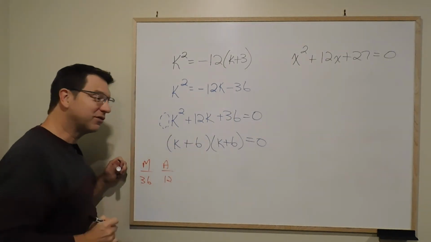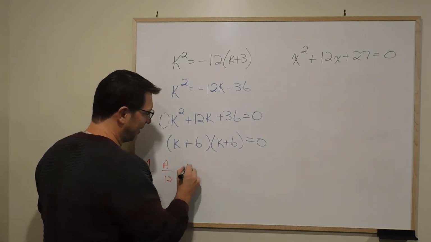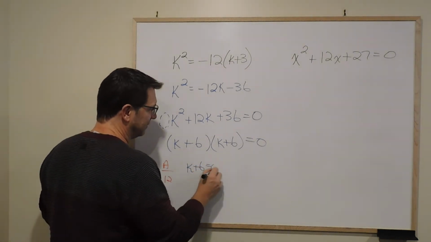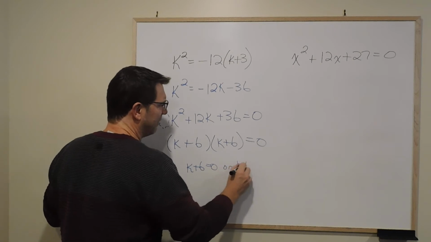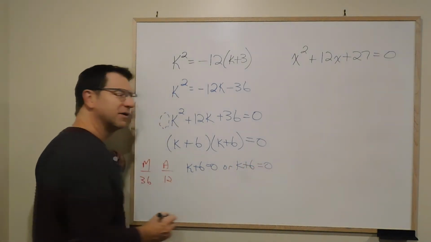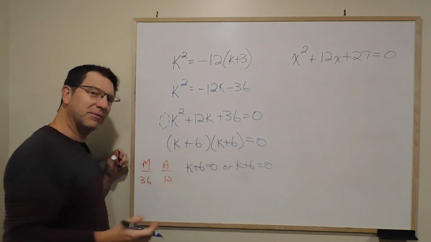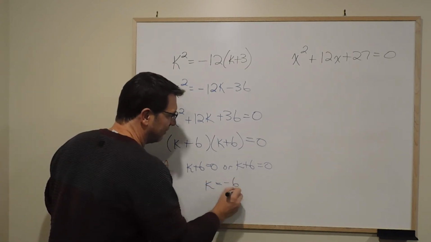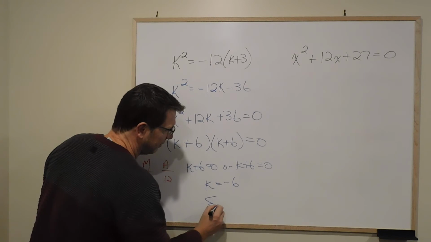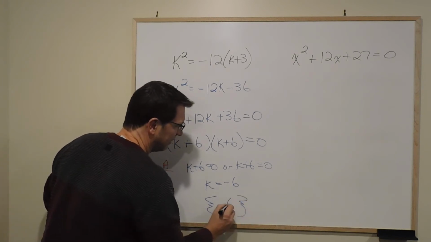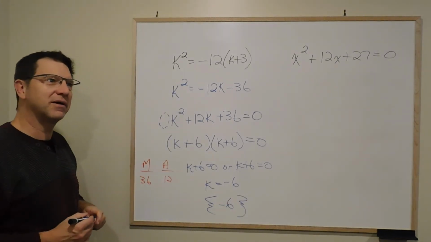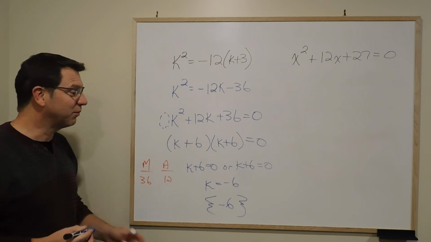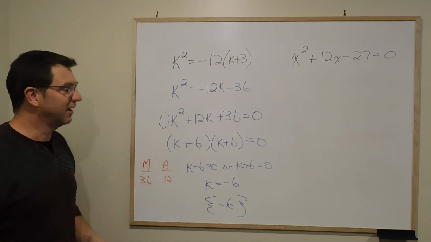So we actually only have one solution, because we say k plus 6 equals 0, or k plus 6 equals 0, but they're the same, so that's repetitive. So really, k equals negative 6. So the only solution we have is negative 6, just one number. And that's okay. There's only one number that will work for k to make that work.